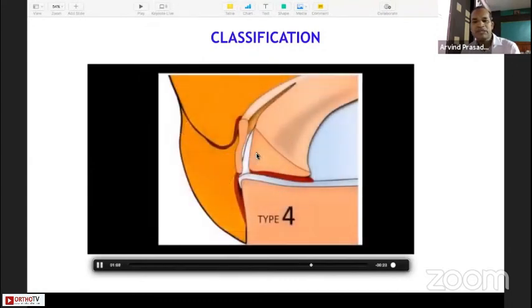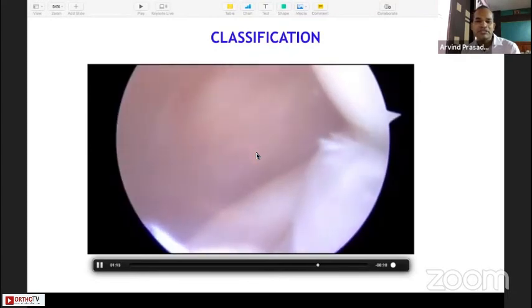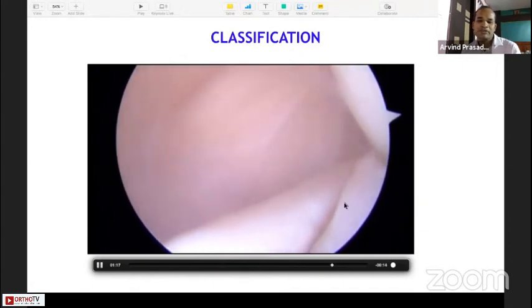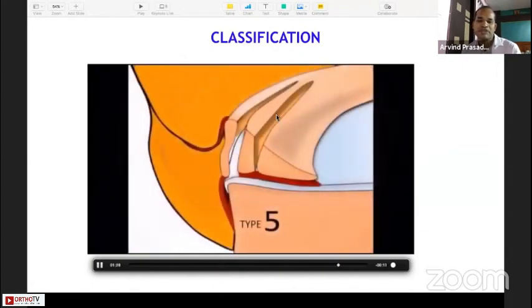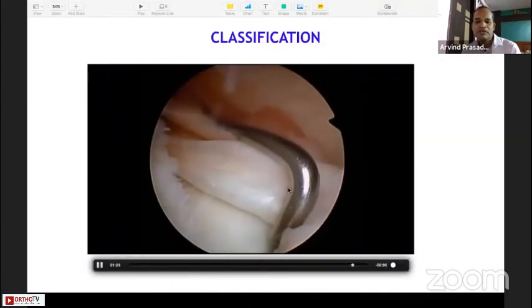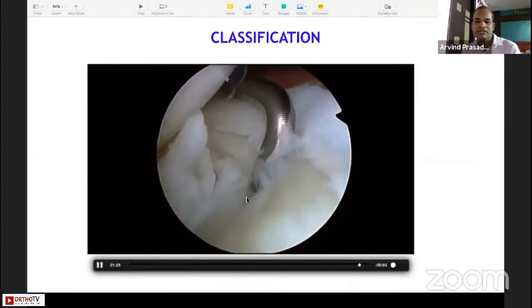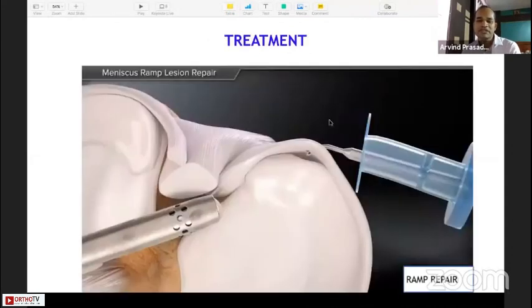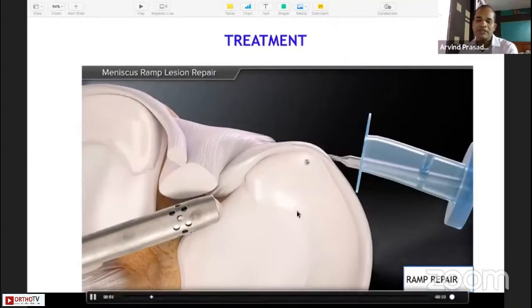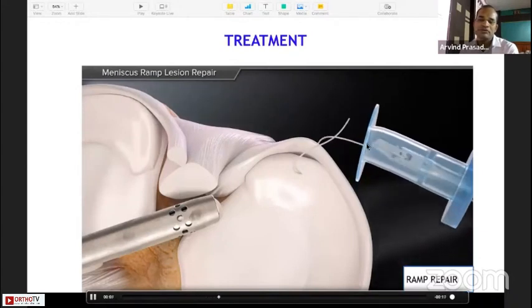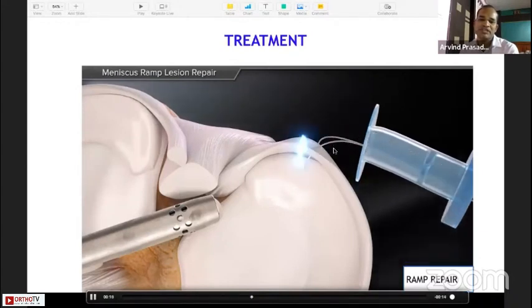Type 4 is the complete meniscal tear just in the peripheral part. So this is the meniscal tissue which is torn from the main meniscus posteriorly, and type 5 is the double, complete tear. So this is one tear, and this is another tear. So this is type 5. With all this classification, the treatment is that it should be repaired if it is unstable, and repair should be done from the posteromedial portal, using a lasso through the cannula, and then putting the stitch there.